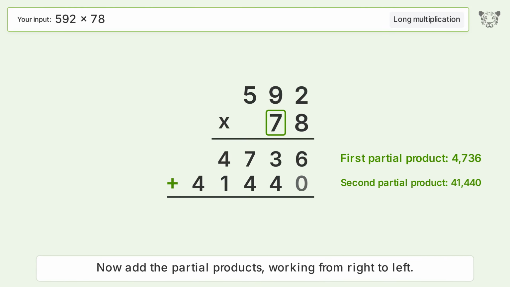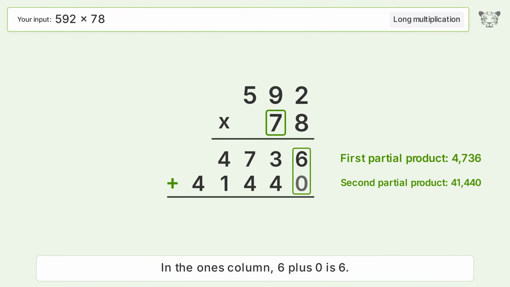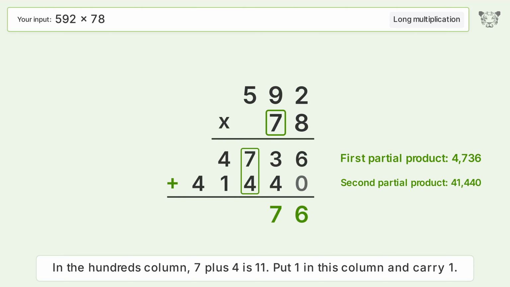Now add the partial products, working from right to left. In the ones column, 6 plus 0 is 6. In the tens column, 3 plus 4 is 7. In the hundreds column, 7 plus 4 is 11. Put 1 in this column and carry 1.